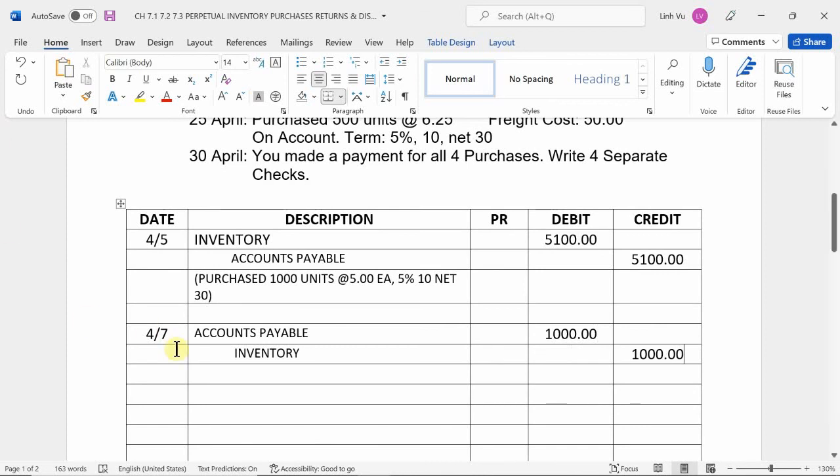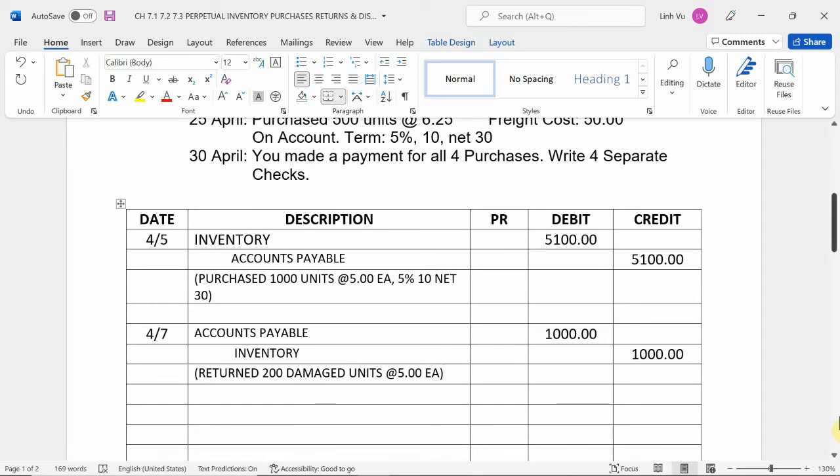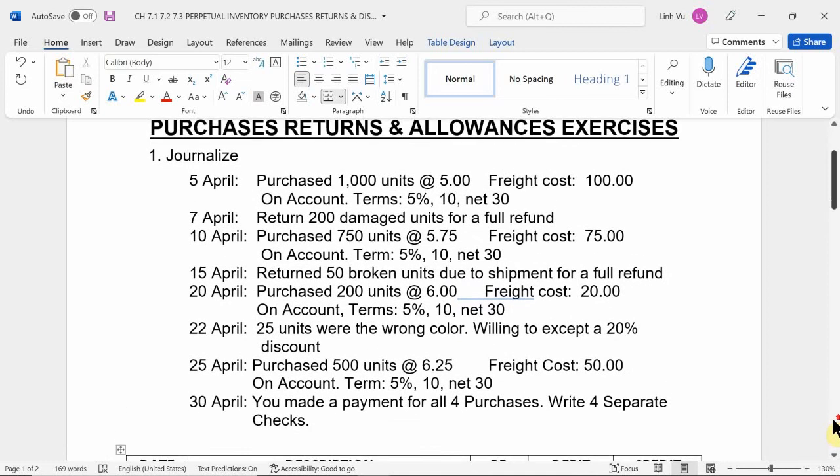And of course, you're going to make your note here saying you returned 200 damaged units at $5 each. So then let's see what happened next.